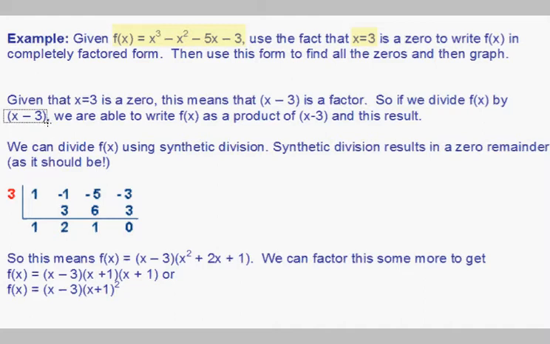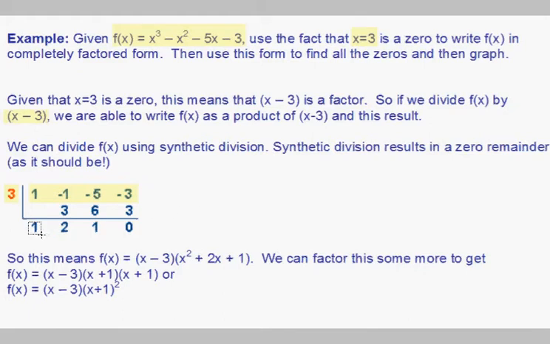Since x equals 3 is a zero, then we know x minus 3 divides in evenly with no remainder. We're going to use the synthetic division process. Since we're dividing by x minus 3, we place 3 off to the left. We place the coefficients of our polynomial next to it. Since it's 1x cubed minus 1x squared minus 5x minus 3, we place the coefficients 1, negative 1, negative 5, negative 3. Then we use the synthetic division process.